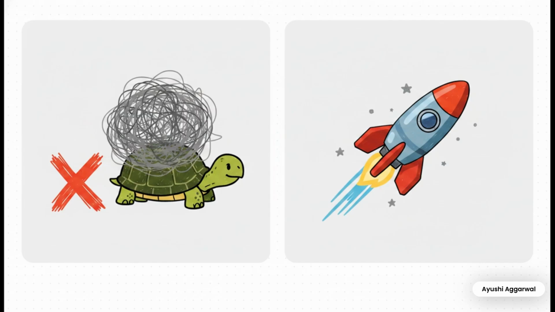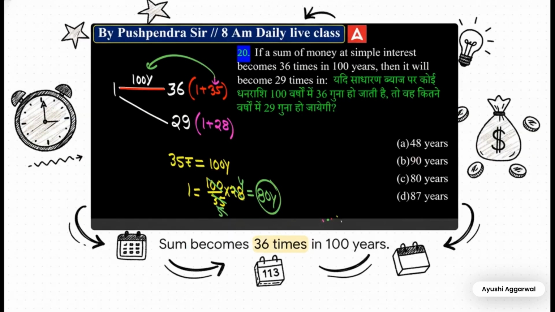On the other side, we have Pushpendra Sir's method. It relies entirely on lightning-fast ratio and percentage logic. It's visual, it's direct, and it literally saves you minutes per question. Let me show you exactly how this works with a real problem. ध्यान से देखो इस सवाल को. This is problem 20 from our notes.